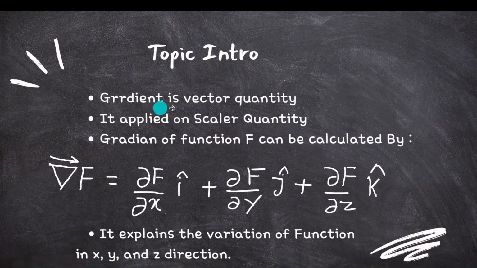So what is gradient? Gradient is a vector quantity, not a numeric value. It is applied on a scalar quantity, that is only numeric format, like temperature, height, and many different things. So concentration of dust particles can also be a scalar quantity.